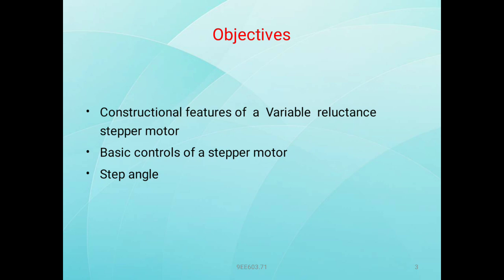And basic controls of a stepper motor, and the step angle. So objectives are once again the constructional features of a variable reluctance stepper motor, basic controls of a stepper motor and the step angle.